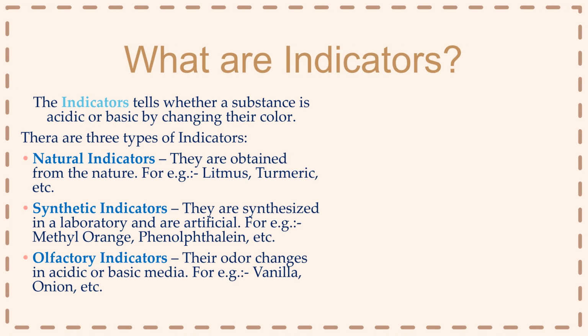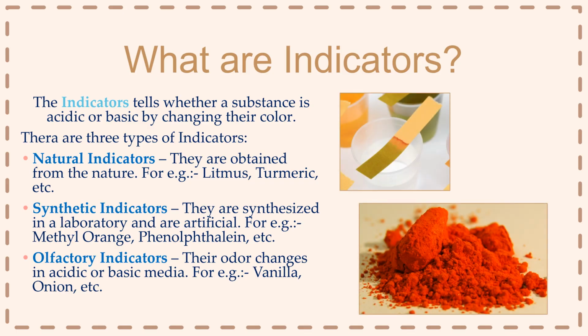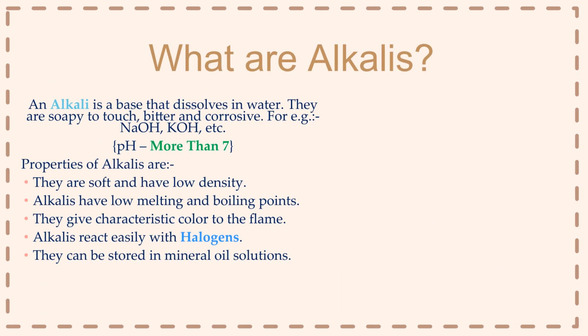and water. Indicators are substances that help us determine if a material is acidic or basic by changing color. These are categorized into natural, synthetic, and olfactory indicators based on their source and how they react. An alkali is a specific type of base that dissolves in water.